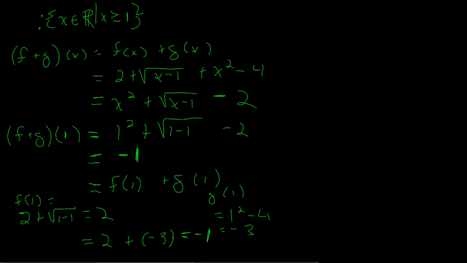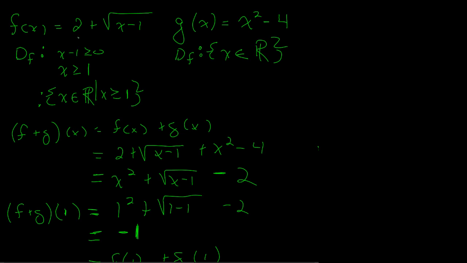One of the keys of function algebra is that the algebra that pulls the function together should give you the same values as if you did the parts separately and put their answers together. Let's continue to work with these two functions here. So we're going to continue to look at f of x equals 2 plus square root of x minus 1, and g of x equals x squared minus 4.